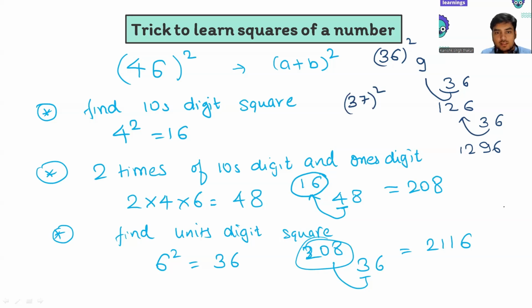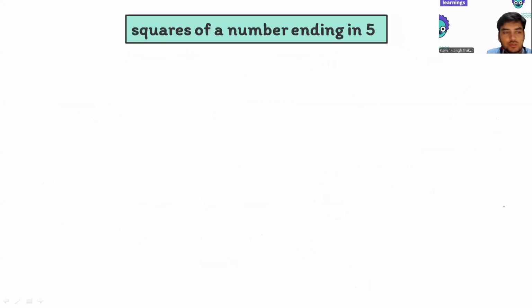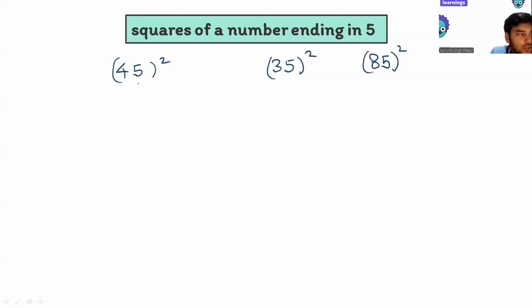Awesome. Now let us try to find the square of a number ending with 5. This is a much simpler trick. Suppose you have these numbers, say 45 square, or you have 35 square, and you have 85 square. How do you do it? Take the number in the tens digit, multiply it by the number after it, and 5 square will be 25. You'll add it in there.